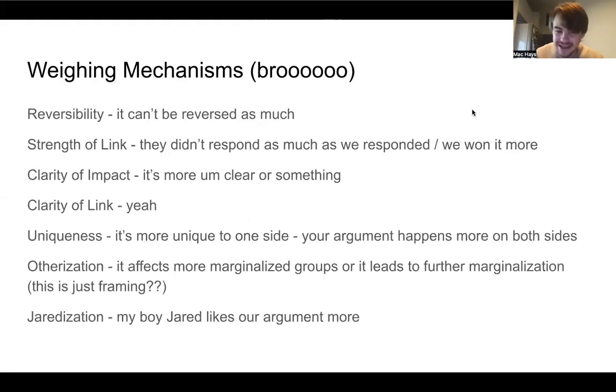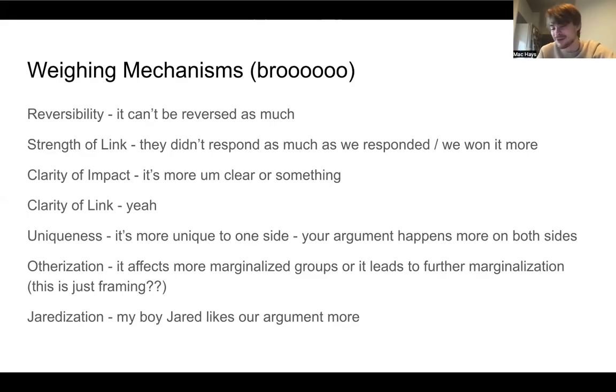There's more, right? Like reversibility, it can't be reversed as much. The classic example is death. Strength of link, they didn't respond as much as we responded, or this argument is conceded, so it has 100% strength of link. You can use that for weighing. Clarity of impact, clarity of link. Their impact is like democracy. Who knows what that actually means? Our impact, you know exactly what it means. It's like 10,000 people die tomorrow. Uniqueness. Their argument happens a little bit on both sides, but our argument only happens on one side. Otherization. It affects more marginalized groups, or it leads to more marginalization. My favorite one is Jaredization, which is that my friend Jared likes our argument more.